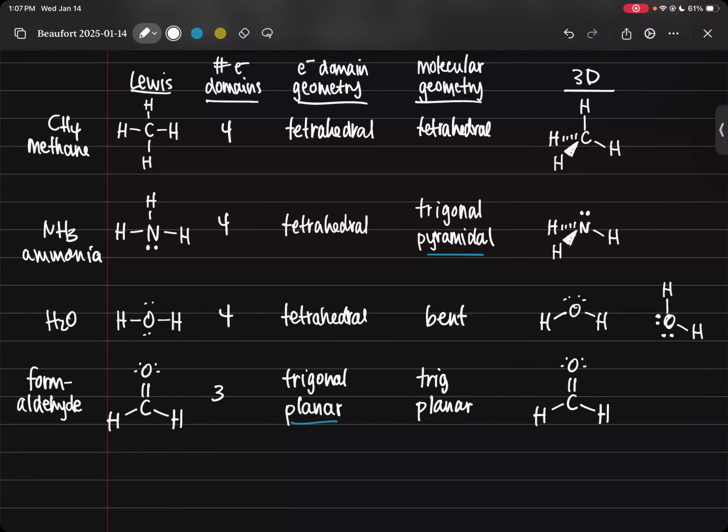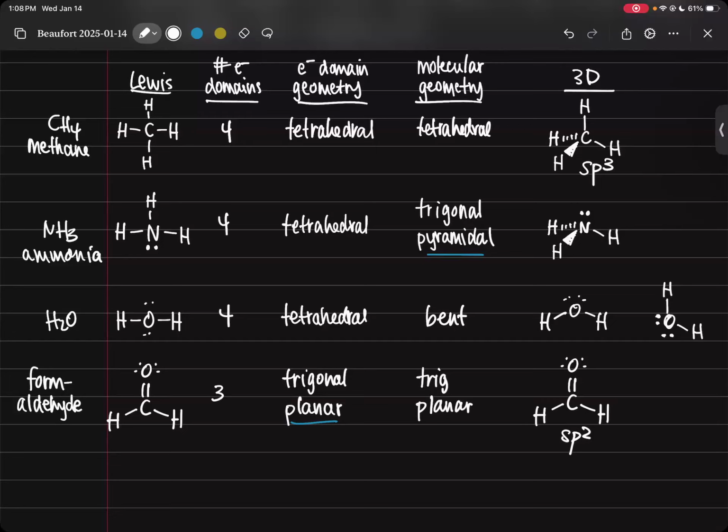Okay, so that is VSEPR theory in brief. So the formaldehyde and the methane example are two of the more common structures we're going to see in organic chemistry. And maybe the single biggest takeaway from this, at least in relation to carbon, is that when we've got an sp3 hybridized carbon, like in methane, it's going to be tetrahedral. And formaldehyde, this carbon is sp2 hybridized because it's got that double bond. So it's going to be trigonal planar.